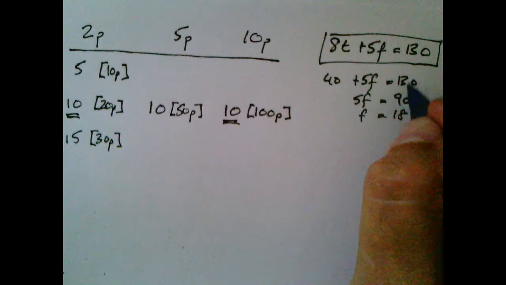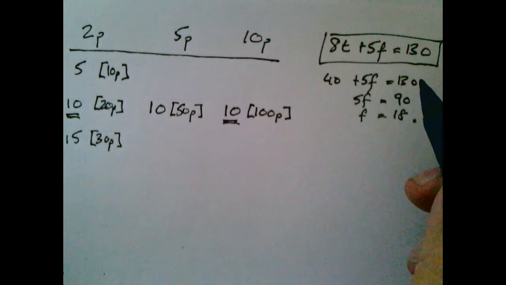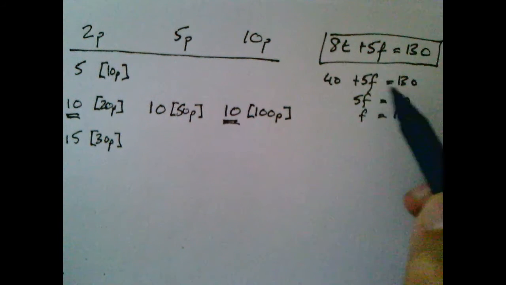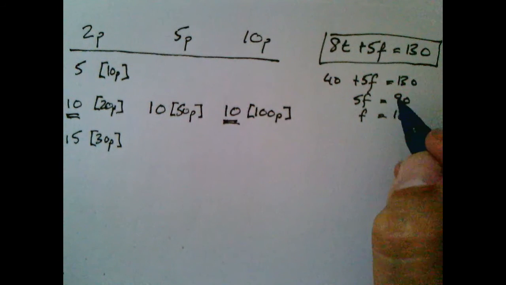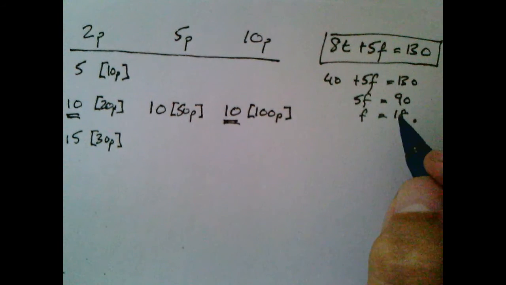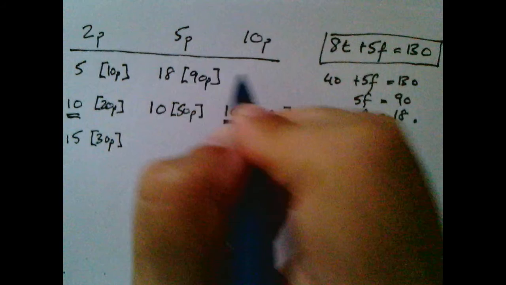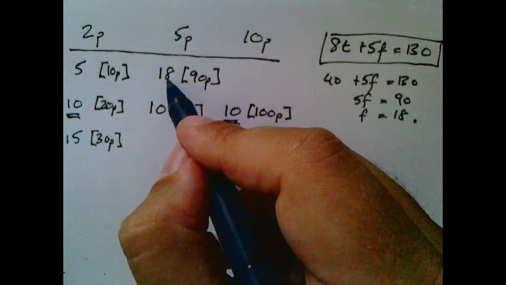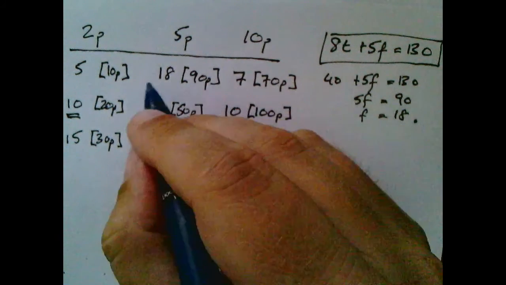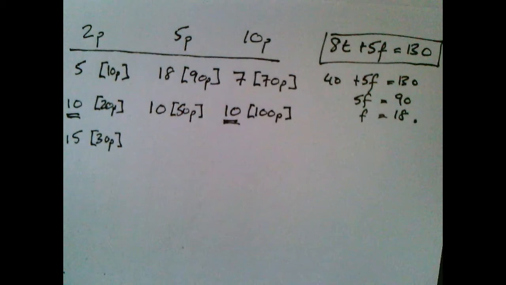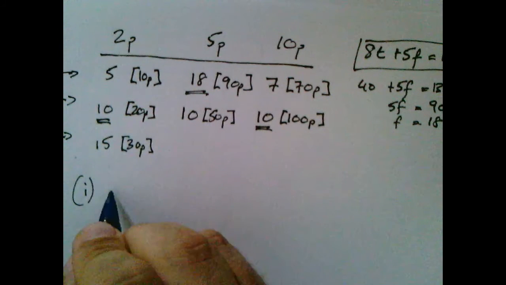I made a mistake. I didn't. Hold on, bear with me a second. So 40 plus 5f is 130. We subtract that, 5f is 90. No, that's right, f is 18. So the number of 5s is 18, which gives us 90p. And so the number of 10s, 5 and 18 is 23. So that's 7 10p's, which gives us 70p. We can check: 70 plus 90 plus 10 is £1.70. So the number of 5p's there are, our answer to part 1, is 18.